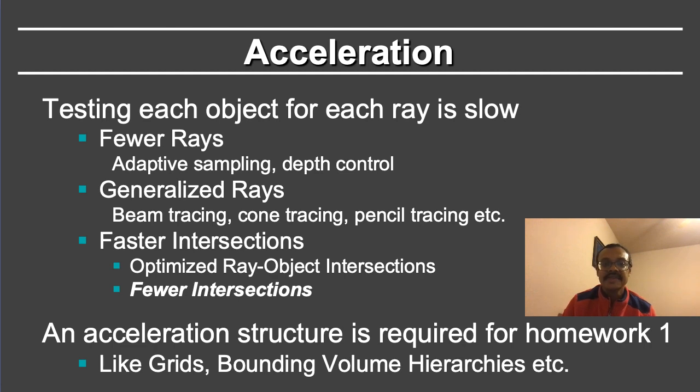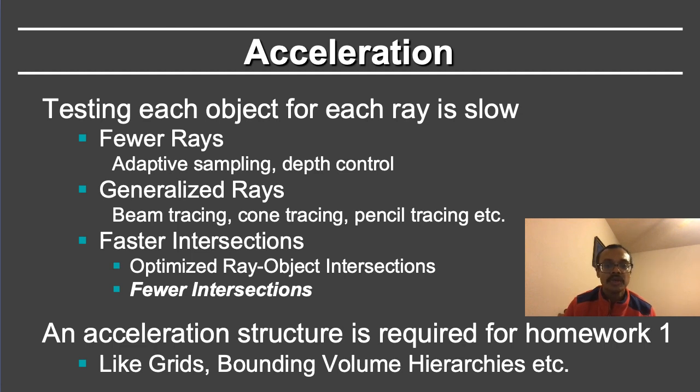One of these is to have fewer rays. That can involve methods like adaptive sampling and depth control. Alternatively, one can consider rays that can intersect with multiple pixels or multiple objects simultaneously, and this led to the development of techniques such as beam tracing, pencil tracing, and cone tracing. What we are most interested in is ways in which we can have fewer numbers of intersections.